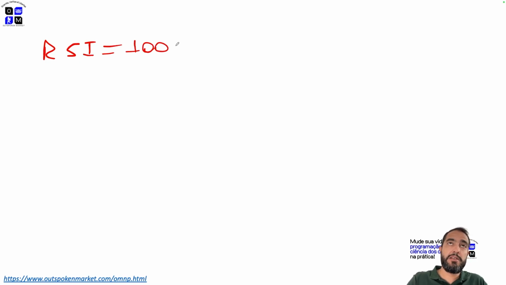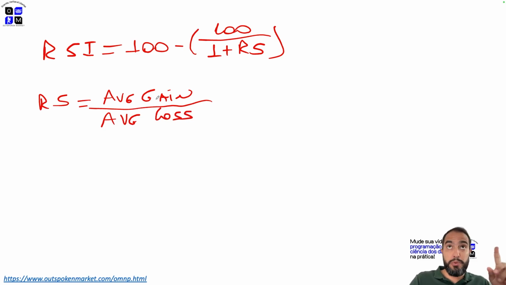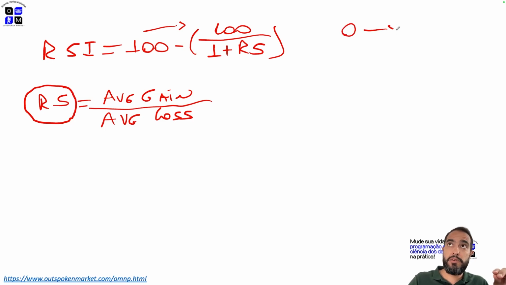So it's 100 minus 100 over 1 plus RS, in which RS, the relative strength, is the average gain divided by the average loss. And this is the key point. This is what drives the indicator. The other components are just to make it float between 0 and 100.